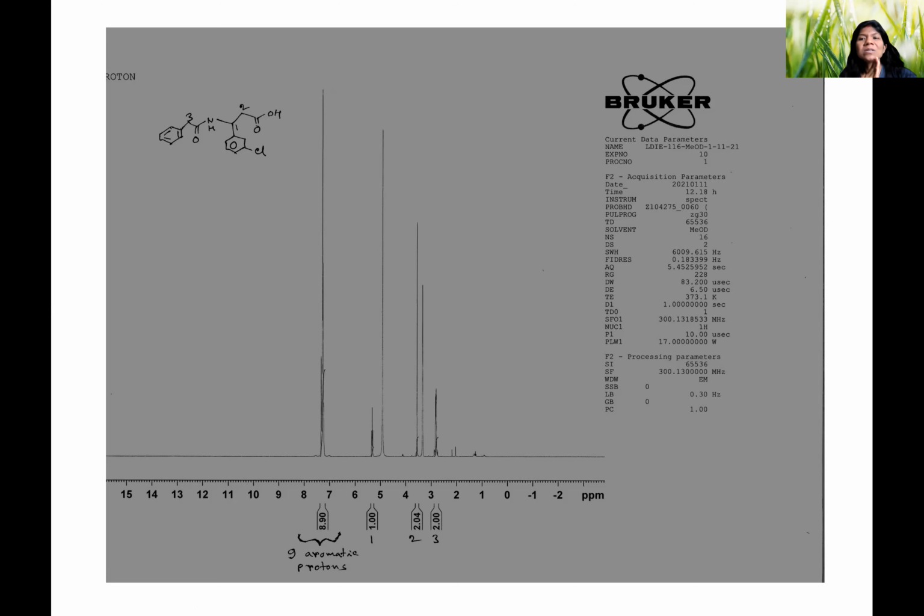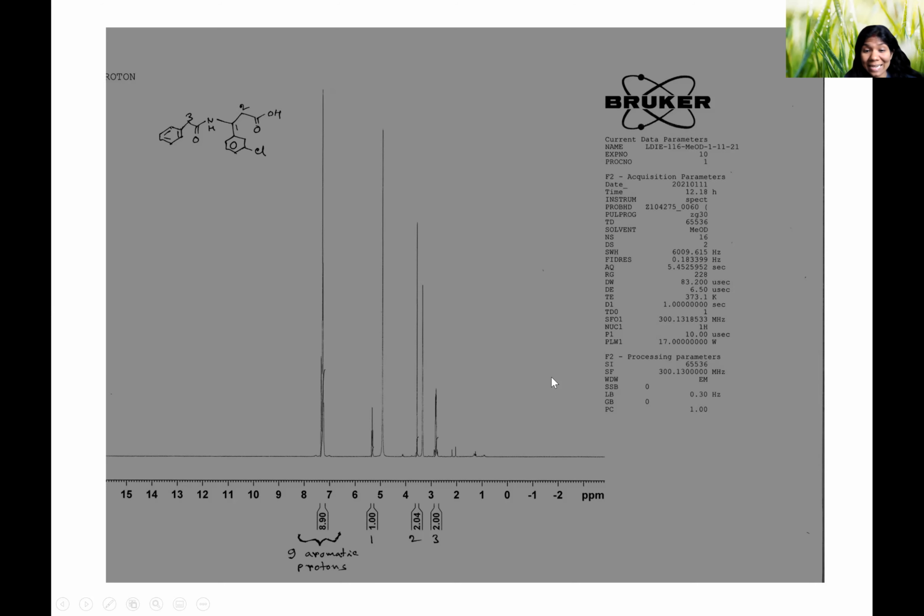So what is a solvent residual peak? Each NMR solvent will show some solvent residual peaks. I have discussed in detail in my previous videos. Please do watch that if you do not know what is a solvent residual peak. Okay, so we will see this 3.3 and 5.1. These are due to this methanol solvent. So we will not integrate them. So 3.3 and around 5 or 5.1, these are the methanol solvent peaks.